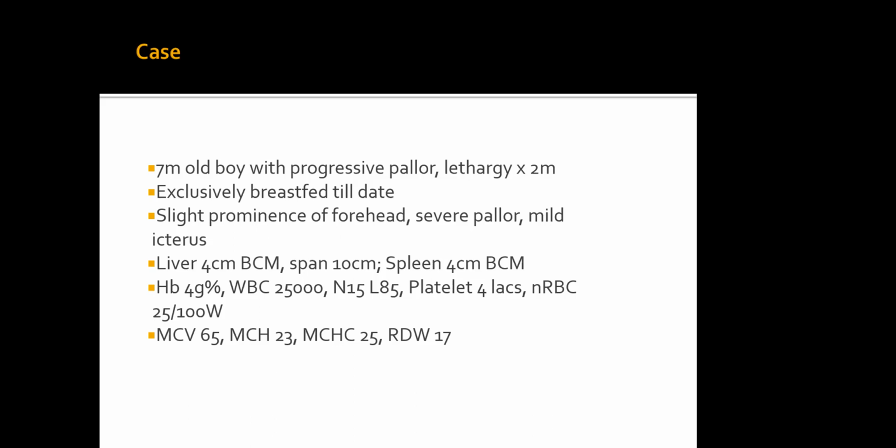Now, the commonest presentation of thalassemia, you also know, comes around 5 to 7 months. This child presents with progressive pallor and lethargy because he's becoming pale. Again, at this age, they're exclusively breastfed. You may notice a prominence of forehead. You may notice mild icterus, but most of these children have hepatomegaly. Some of them may actually have a splenomegaly as well, because there's extramedullary hematopoiesis happening in these patients.